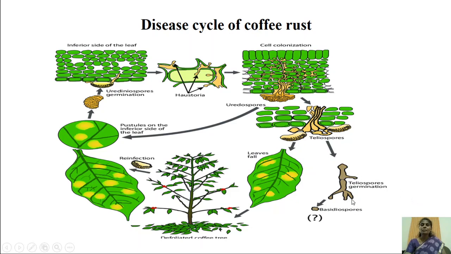On the basidium, four sterigmata, which are bottle-shaped structures, are formed, which cut down four basidiospores, which are released into the soil. In some cases, the teliospore also has the capacity to infect the coffee plant. As a result of both uredospore and teliospore infection, different leaves of the plant get infected, and as a result of severe infection, the leaves will wither off, resulting in a decrease in the yield of a coffee plant.